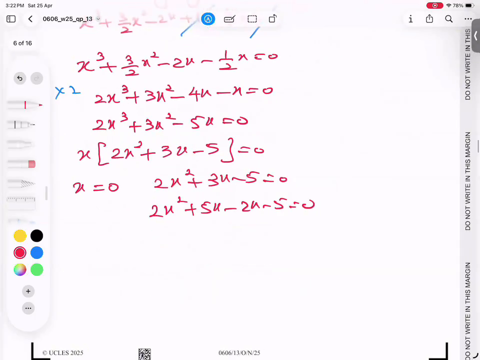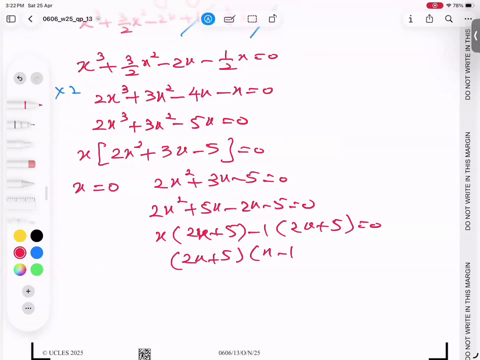Okay, now what is common from here? I get an x common. I got 2x plus 5. 2x plus 5. Negative 1 common from here, and 2x plus 5 is equal to 0. I got 2x plus 5 and x minus 1. So basically now this is equal to 0 and this is 0, one by one. So 2x plus 5 equals 0 and x minus 1 equals 0. I get x equals negative 5 over 2 and x equals 1.